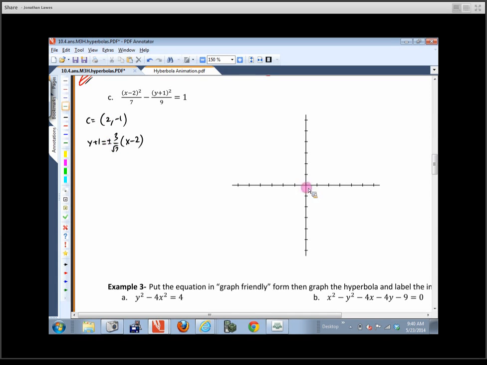So let's come over here. 2, -1. So we're right there. In the y direction, we're going to go 3. In the x direction, we're going to go radical 7. Radical 7 is in between 2 and 3, so I've got to go, let's see, over to about here, I'd say, and over to about here. And I'm going to use those points to define the sides of the fundamental rectangle. So if we had to talk about eccentricity on this particular one, are these very different? Probably not much eccentricity.